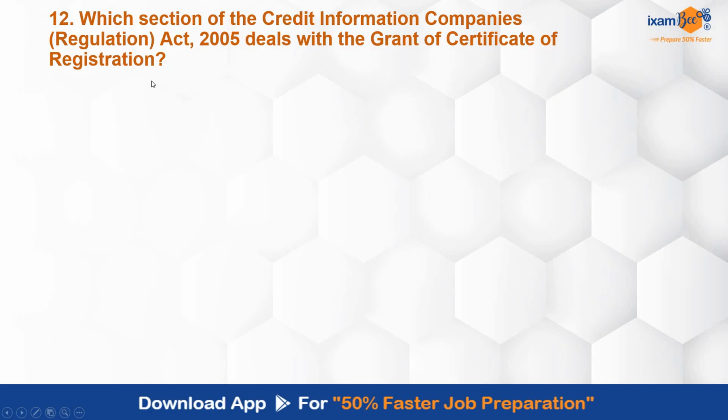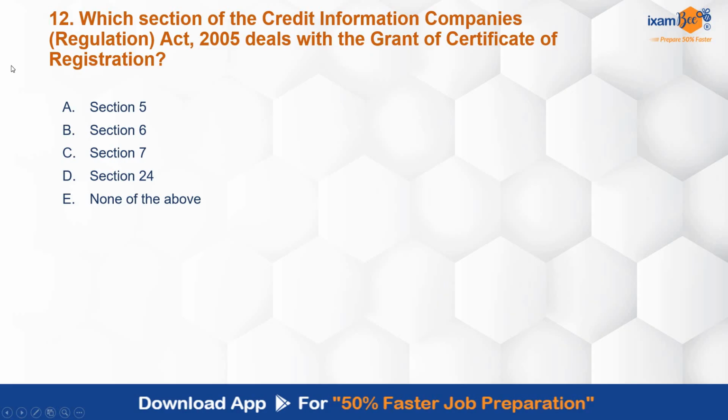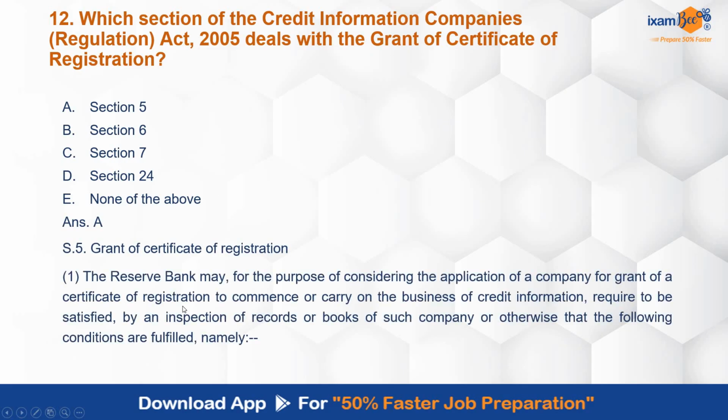Which section of Credit Information Companies Regulation Act 2005 deals with the grant of certificate of registration? This section number also you remember, and also the concept on what terms the grant of certificate of registration takes place. It is section 5, that is the correct answer. I have not shared the entire section over here, but आप इस वीडियो को पॉज करके सेक्शन 5 चेक कर सकते हैं पूरा. रिजर्व बैंक ही ग्रांट करता है.